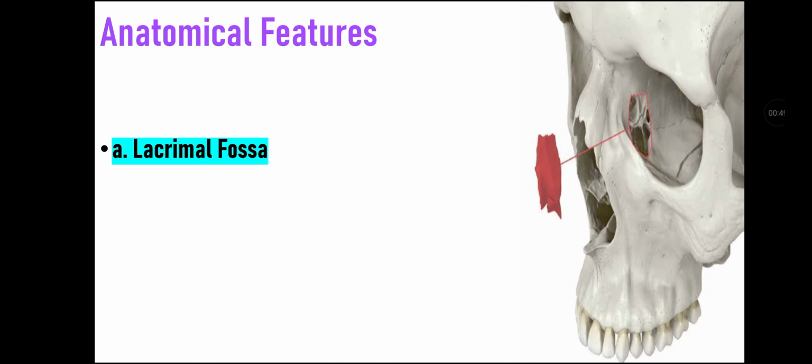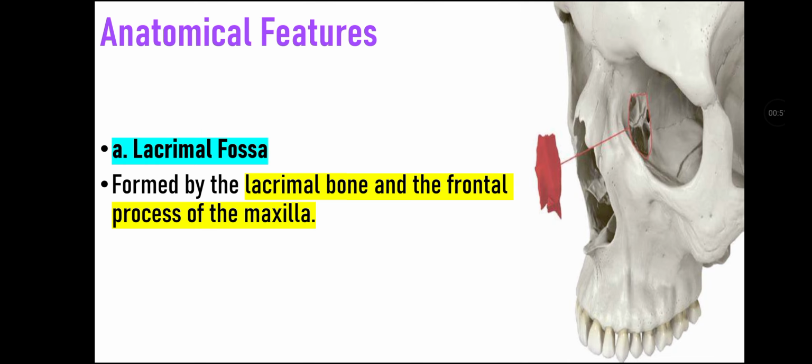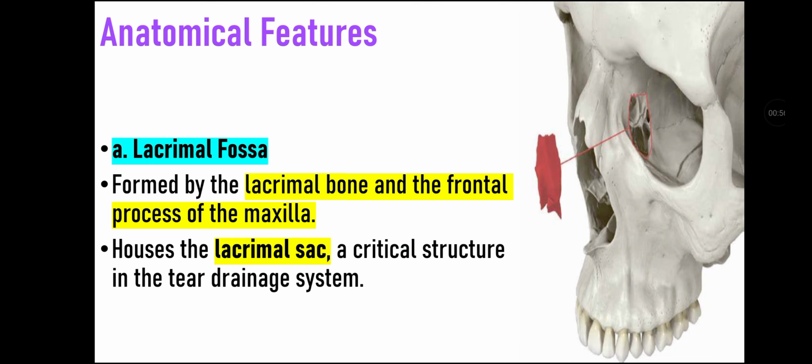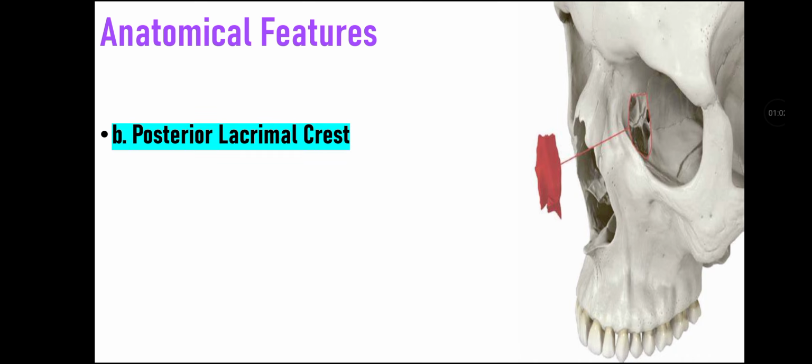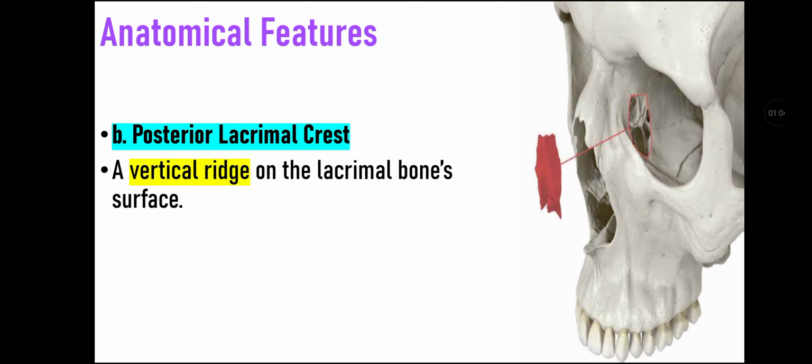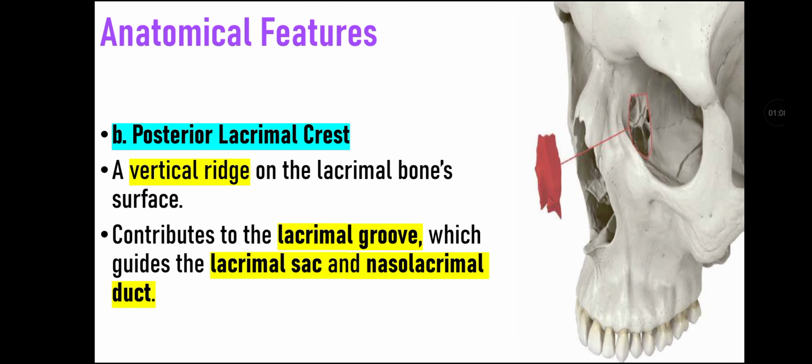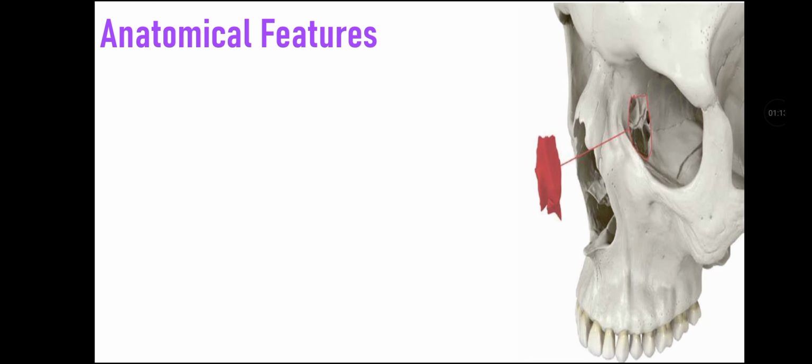Talking about its anatomical features, it has the lacrimal fossa that is formed by the lacrimal bone and the frontal process of the maxilla. It houses the lacrimal sac, a critical structure in the tear drainage system. Further, we have the posterior lacrimal crest, a vertical ridge on the lacrimal bone surface. It contributes to the lacrimal groove, which guides the lacrimal sac and nasolacrimal duct.